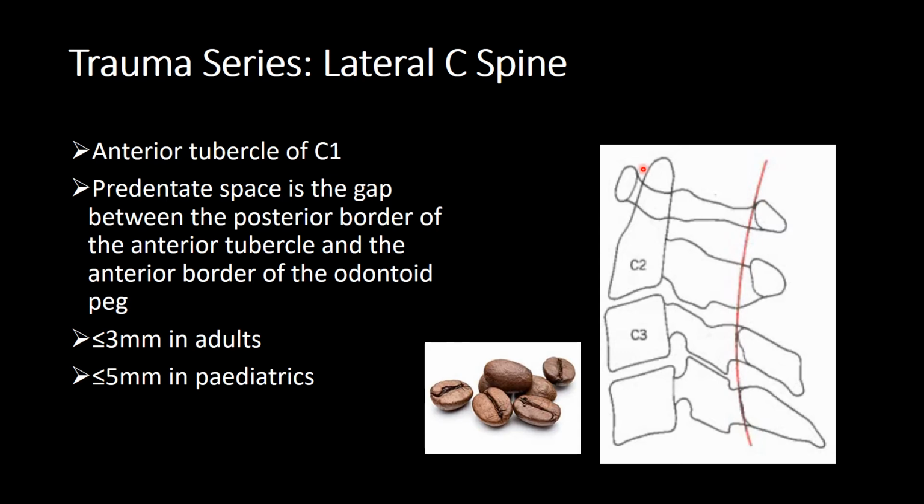So the pre-dentate space, which I've discussed, is the space between the posterior cortex of the anterior tubercle of C1 and the anterior cortex of the peg. The normal pre-dental space in adults is 3 millimeters or less, and 5 millimeters in pediatrics.